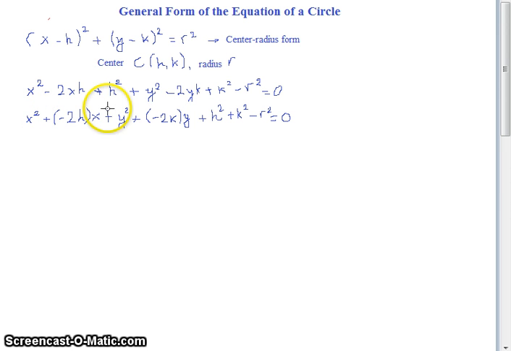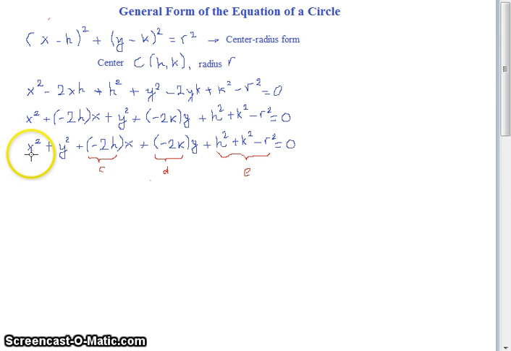Now let's rewrite the equation. The second term is the term of x, so I write in parentheses its coefficient. It's minus 2h times x. And we do the same thing for minus 2k times y. And there's one numerical term that I have written with the others at the end of the left side.